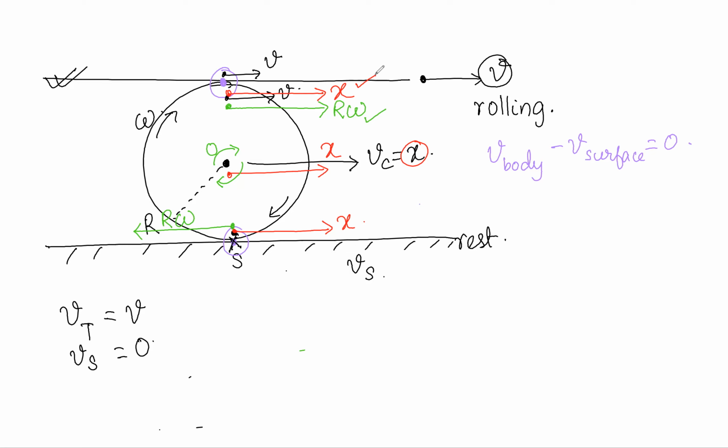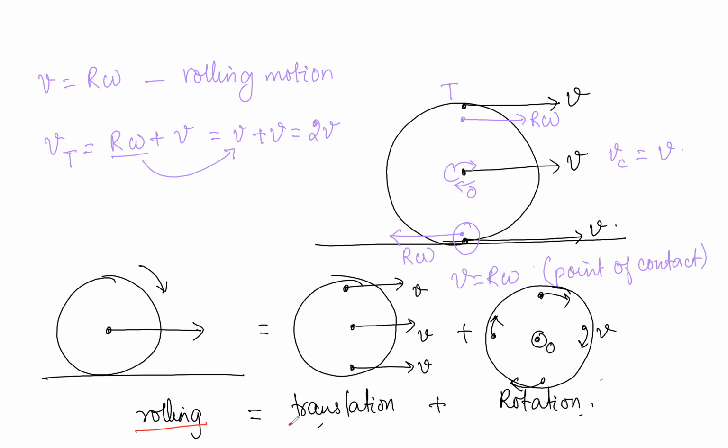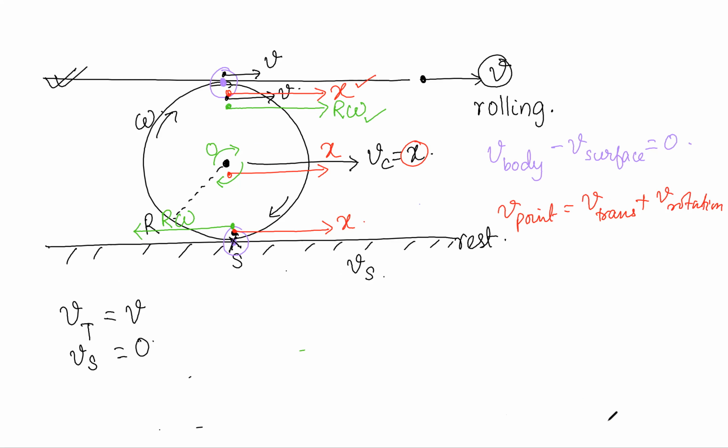So the velocity of any point is the velocity because of its translational motion plus the velocity because of its rotational motion. That is because the object is rolling. Whenever something is rolling, there is translation and there is rotation. Okay, so now let's go to the top. So at the top point, the speed of translation is x. In addition to that, the speed of rotation is equal to r omega.